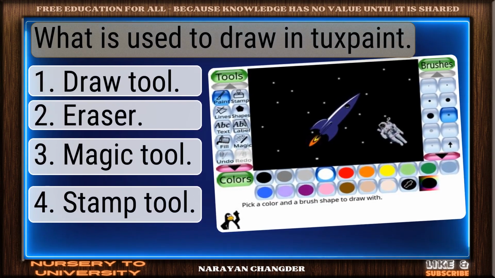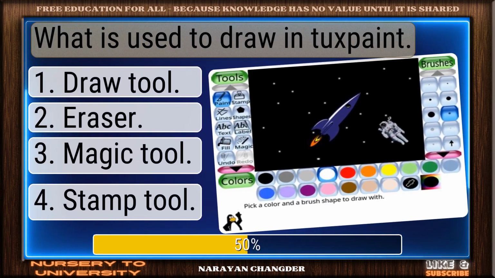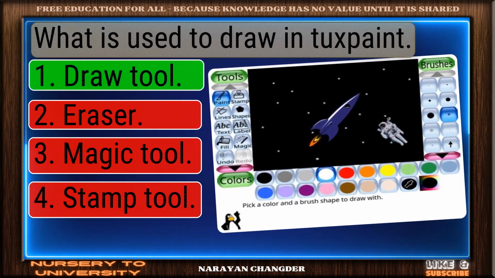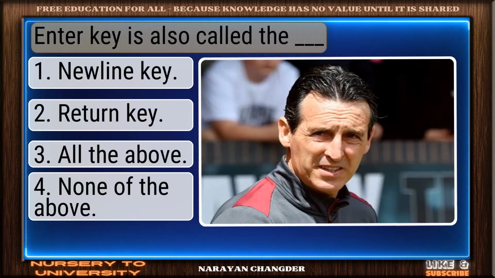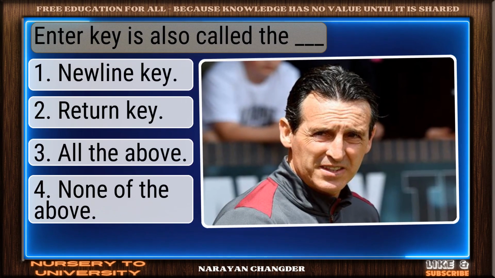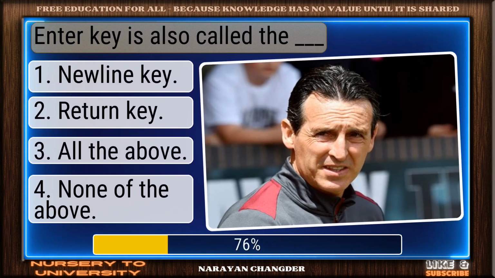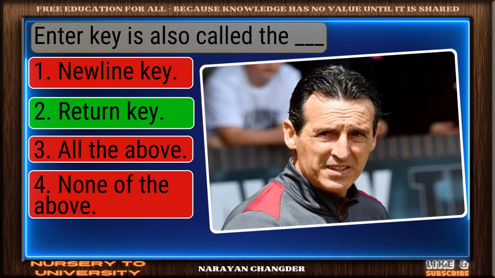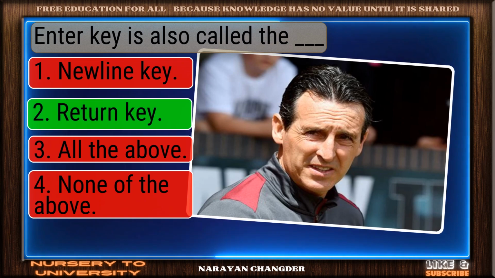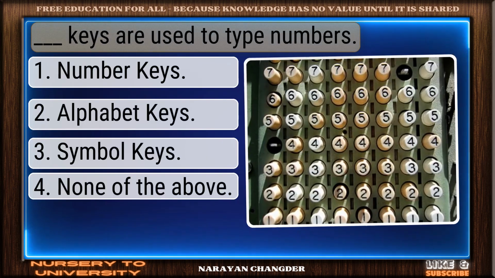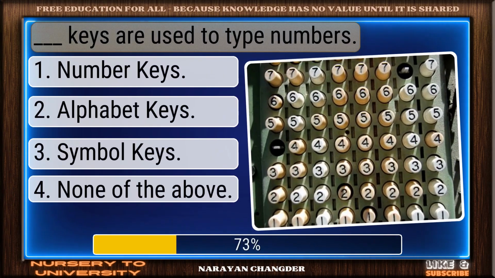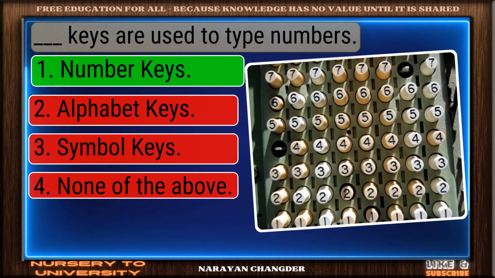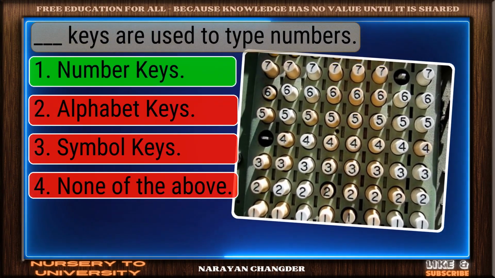What is used to draw in Tux Paint? On track. Draw tool is the correct answer. Enter key is also called the dash. Nice selection. Return key is the correct and valid answer. Dash keys are used to type numbers. Good thinking. Number keys is the right answer.